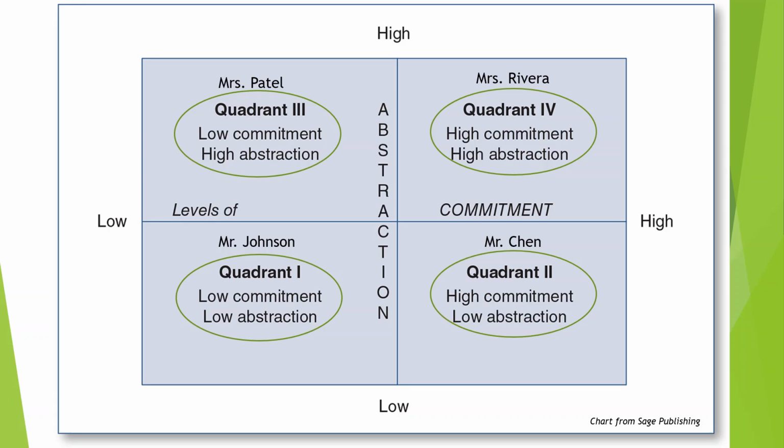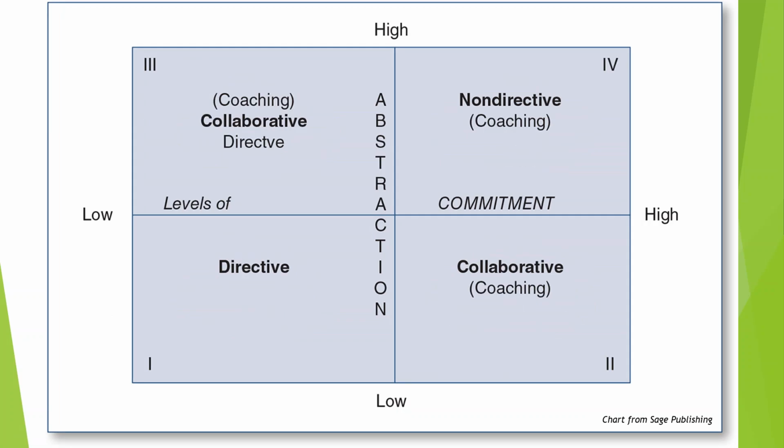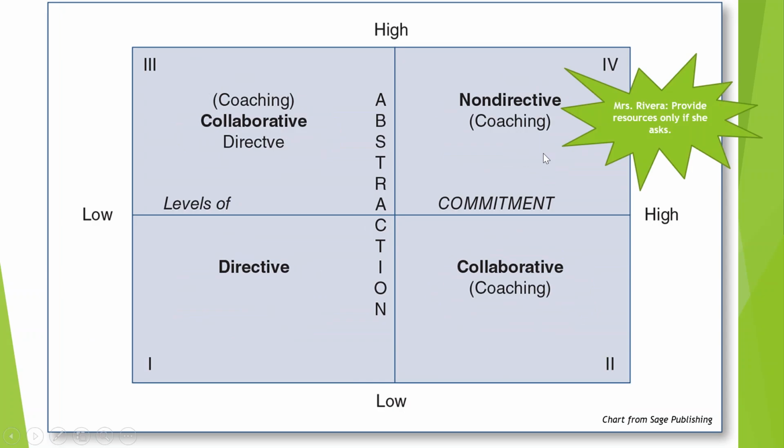Now, these people are going to require different supervision. And so what are the different supervisory strategies that we're going to use with them? So here we go. Let's have a quick look. First of all, with Mrs. Rivera, her high commitment and high abstraction, she is going to basically be provided resources only if she asks. So this is very non-directive. This is kind of hands-off. We're going to let her do things the way that she wants to do them. And whenever she needs help, hey, we're there for her.